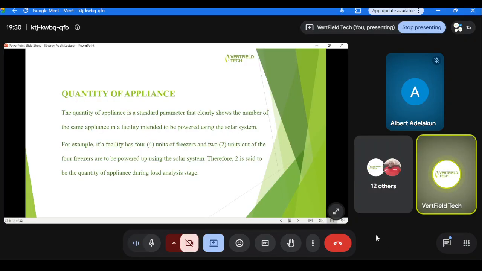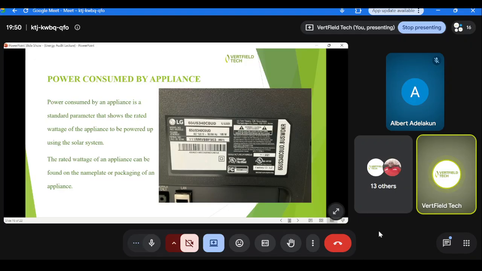The quantity of an appliance tells you the number of appliances that the client intends to power up using the solar system. So it simply means that if the client wants to power up two bulbs at a time, the quantity of bulbs would be two. If he wants to power up 4 air conditioners, the quantity of air conditioners would be 4, as the case may be.